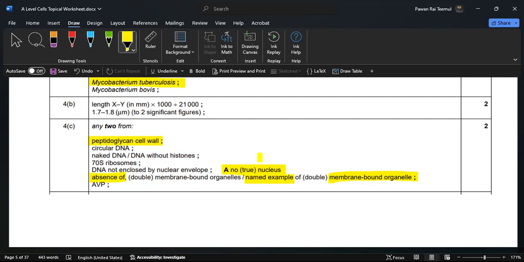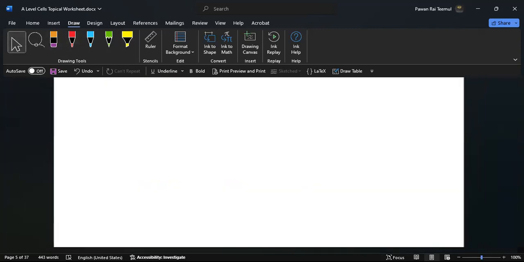I'd rather refrain from using this because it's just an additional accept, and it does not form part of the actual mark scheme. So I'd actually refrain from using the phrase "no true nucleus". Just memorize these ones. Okay, cool. Now we are done.